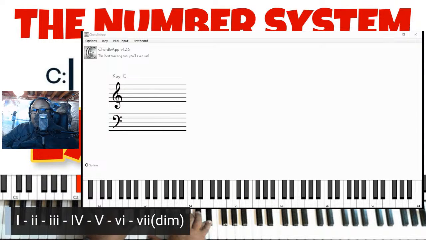So again, we're talking the number system. So far in the key of C, 1 is major, so that means you will play C as a major chord. But your 2 in the key of C is D, so you will play that as minor. You starting to understand what's going on here?